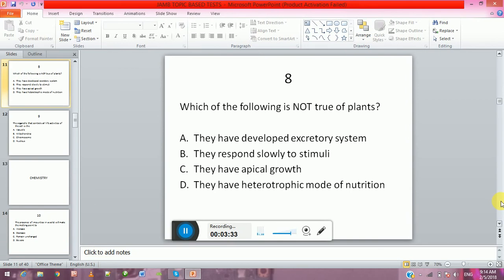Which of the following is not true of plants? A. They have developed excretory system. B. They respond slowly to stimuli. C. They have special growth. D. They have heterotrophic mode of nutrition.